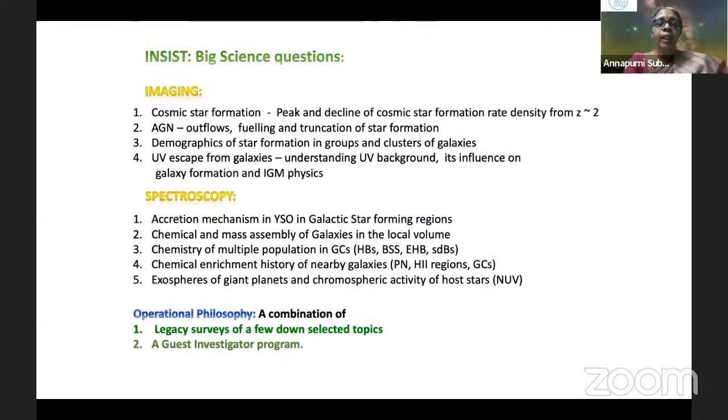So the big science questions, you could divide them into two: imaging and spectroscopy. Imaging is like the cosmic star formation, AGN, demographics of star formation in groups and clusters of galaxies, the UV escape from galaxies, etc. And you can also have imaging with respect to local star formation, local globular clusters, and the galactic science cases. Spectroscopy is basically centered on accretion mechanisms around black holes, chemical and mass assembly of galaxies, chemistry of multiple stellar populations in globular clusters, chemical enrichment history of nearby galaxies, etc.